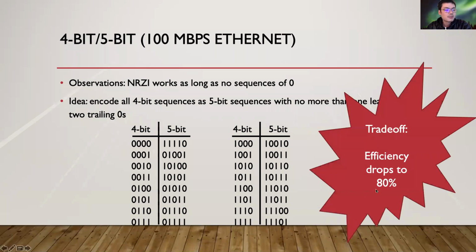And the problem is that we have a trade-off of 80%. Instead of sending 4 bits, we will send 5 bits, which means 1 bit of space is actually wasted just to address the consecutive 0 problem. Then we can encode these 5 bits using NRZI because we don't have long zeros. We can have long ones, but inversion of the 1 bit will solve this. As long as we also don't have long zeros, it's solved.